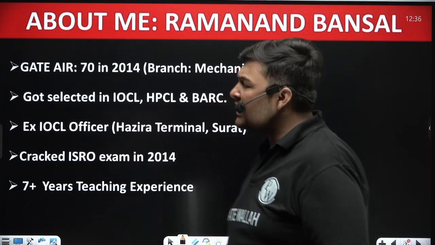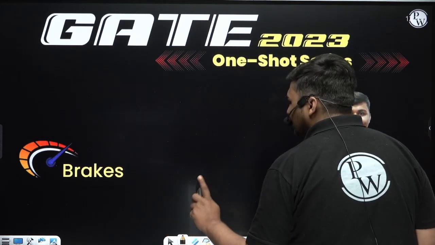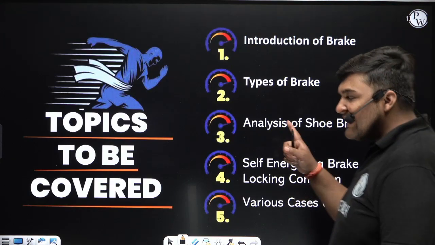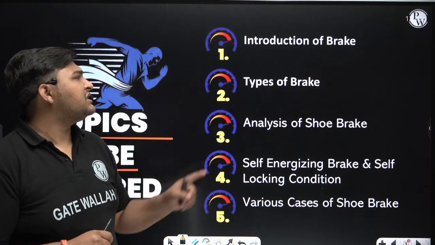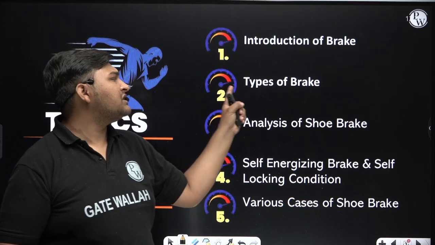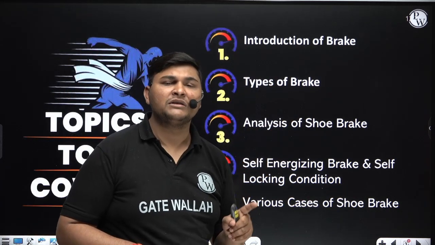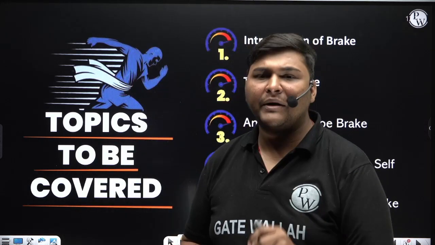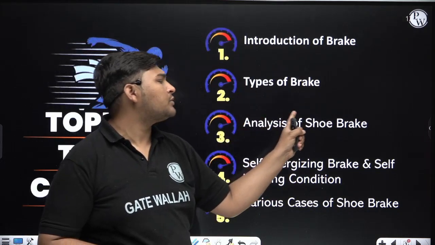Now, without any delay, we are going to start today's topic of this machine design subject, and that topic is brake. Okay. So, it is the lecture flow of today's lecture. In brake, first we will discuss the introduction of brake. In this, we will discuss what is brake. After that, we will discuss various types of brake. And in various types of brake, in our syllabus, we have to study two types of brake, shoe brake and band brake. So after that, we first will start shoe brake and we'll discuss the analysis of shoe brake.